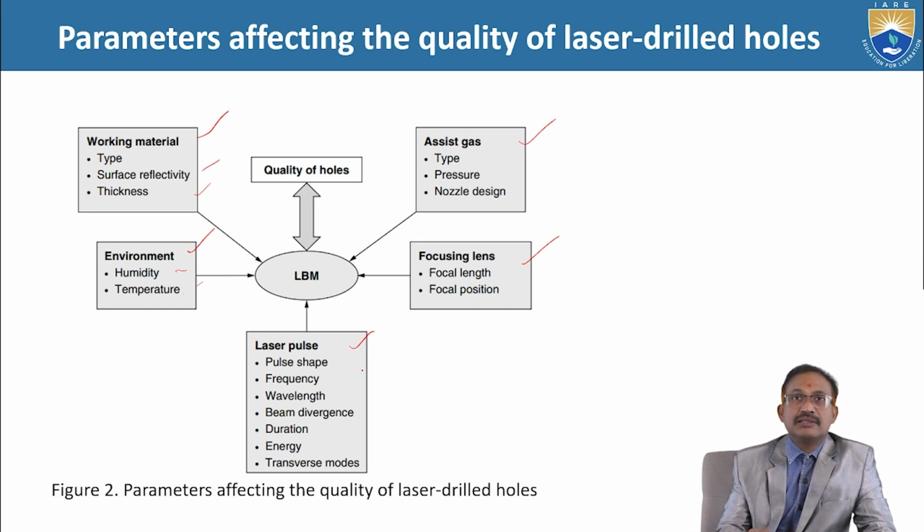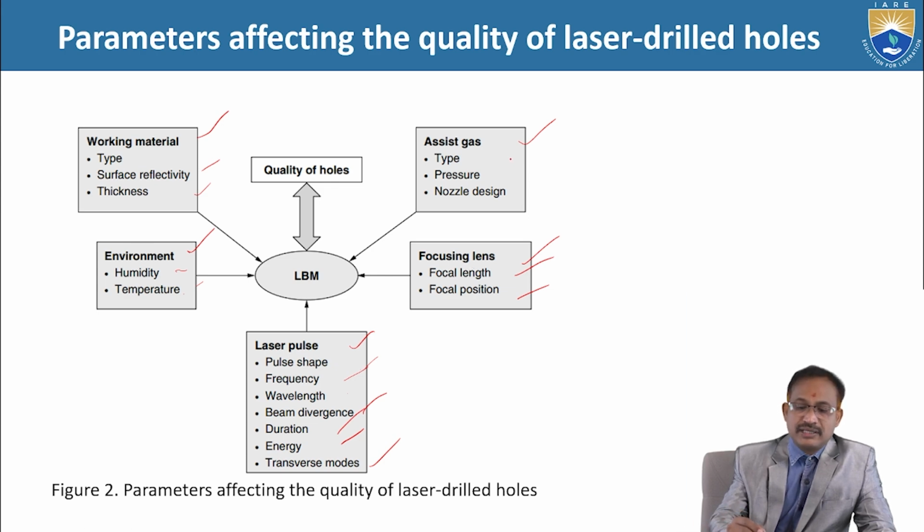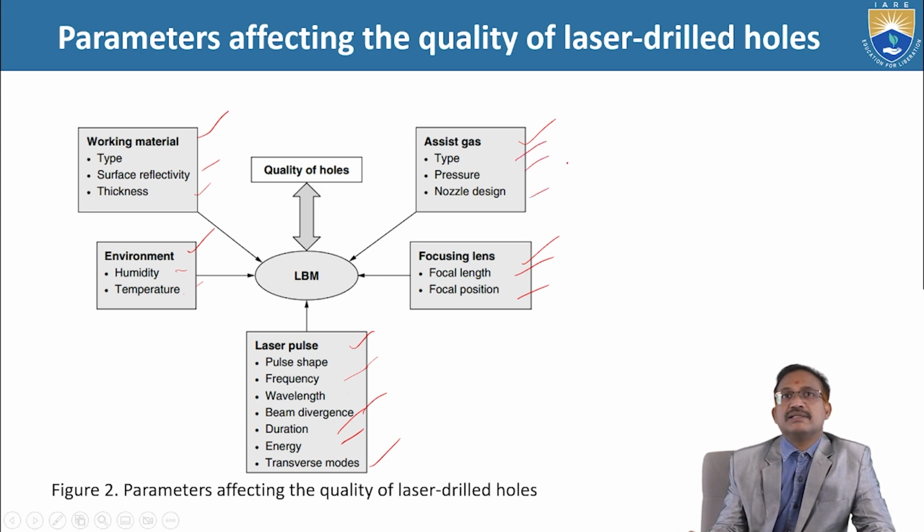In laser pulse: pulse shape, frequency, wavelength, beam divergence, duration, energy, transverse modes. In focusing lens: focal length and focal position, these two are the parameters. In assist gas: type, pressure, nozzle design. So these are the various parameters affecting the quality of laser drilled holes.